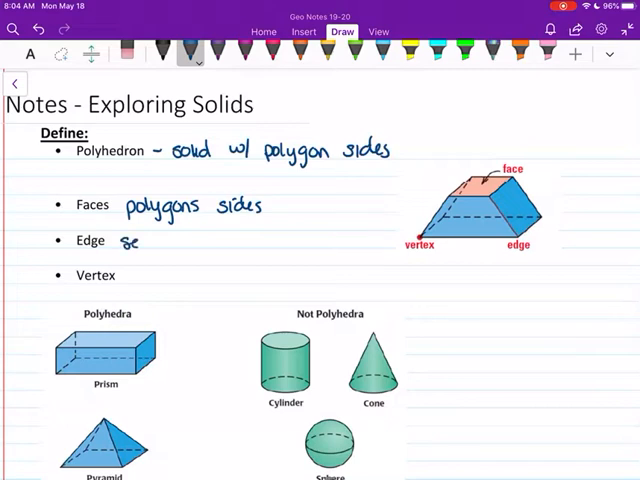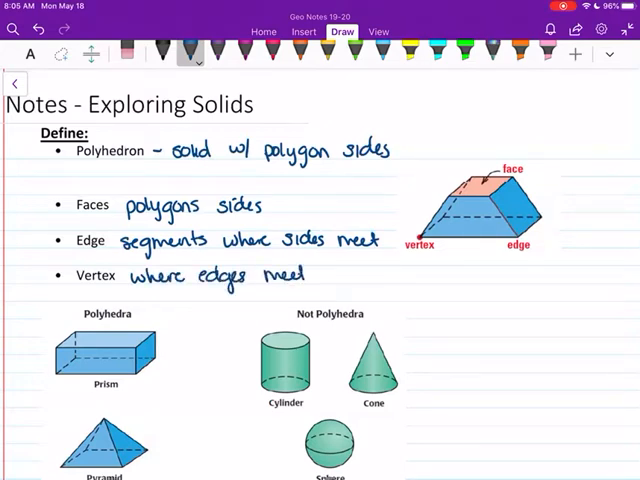The edges are the segments where the polygons meet. And the vertex is going to be where the edges meet. And that's going to be a point. Okay, so over here we have a picture, and it's hard to see, but this right here is the edge that's highlighted. So a face is just a polygon, a vertex is a point on the corner, and an edge is the segment where two sides meet.